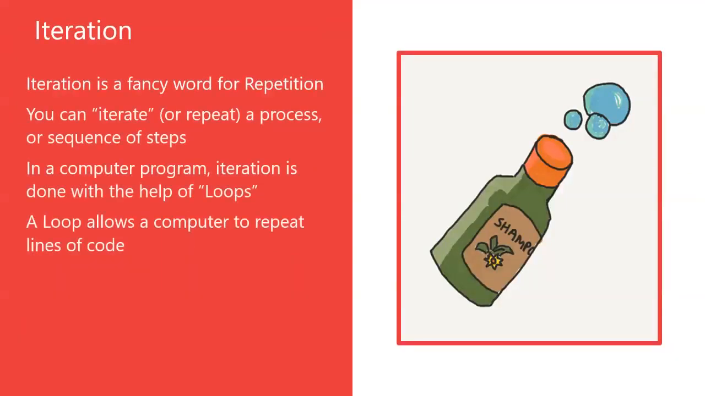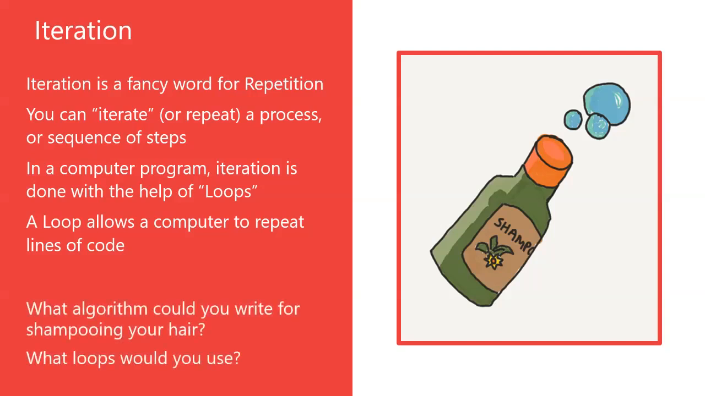Iteration is just a fancy word for repetition. So you're doing the same thing over and over. You can iterate or repeat a process or sequence of steps, which is useful in a lot of different applications. We'll look at a few of those today. And when we're doing iteration in a computer program, we often use what are called loops. There are 3 types of loops, and we're going to learn all 3 of them. But that's how you get a computer to repeat a certain section of code.